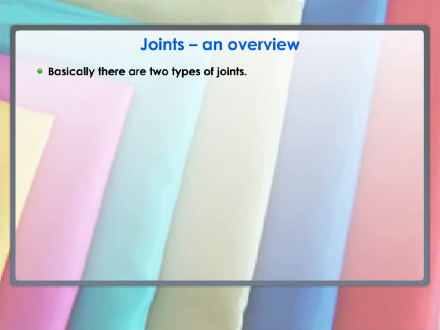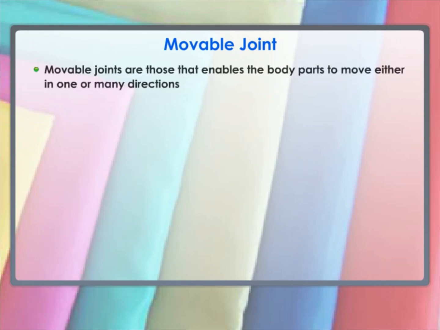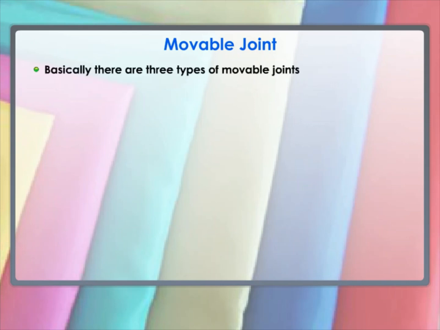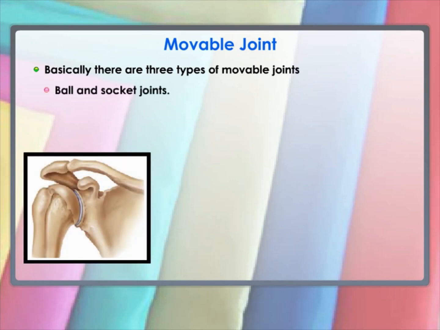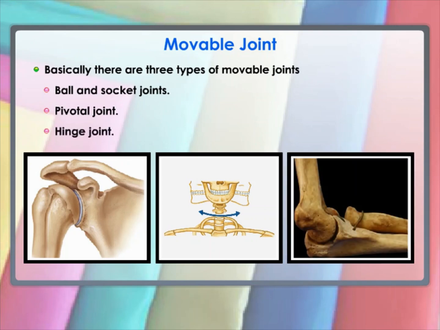Basically, there are two types of joints. 1. Movable joint. 2. Fixed joint. Movable joints are those that enable the body parts to move either in one or many directions. Basically, there are three types of movable joints. 1. Ball and socket joints. 2. Pivotal joint. 3. Hinge joint.